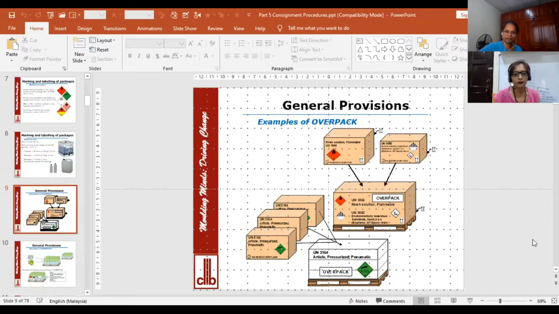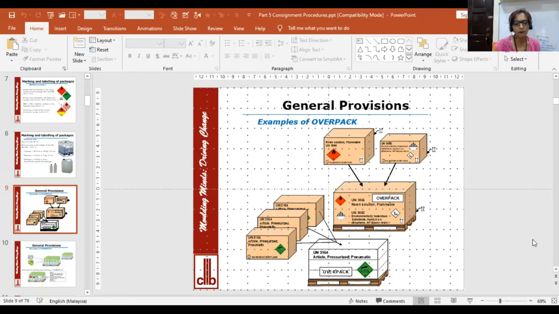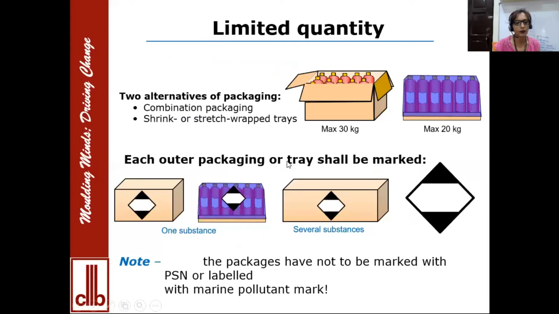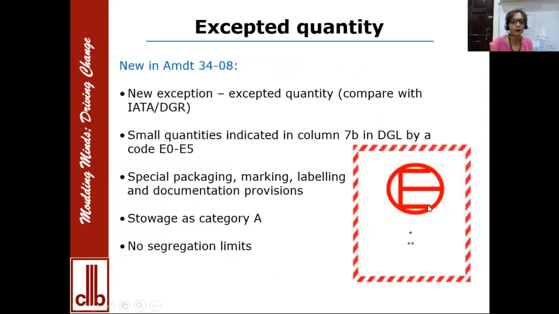All right. No questions. We continue with the overpack, right? That's where we ended. And then this is where the limited quantity marks come in. As you can see, when a consignment falls under the limited quantity provisions, there is the exception where they do not need the hazard symbols and they do not need the UN and PSN. They just require the limited quantity mark on them.